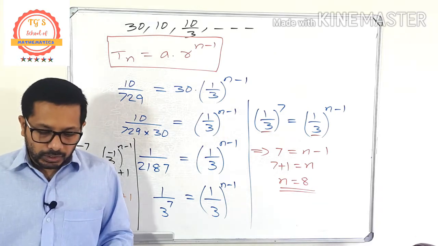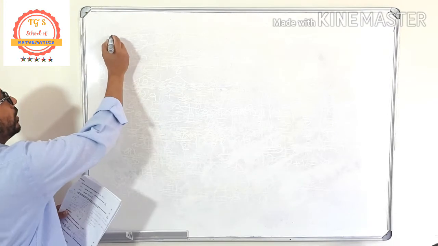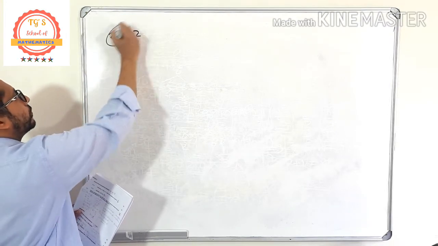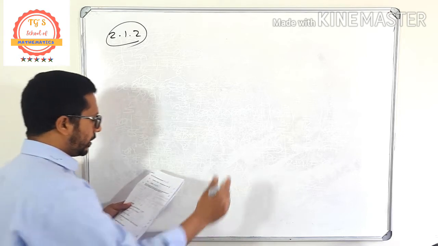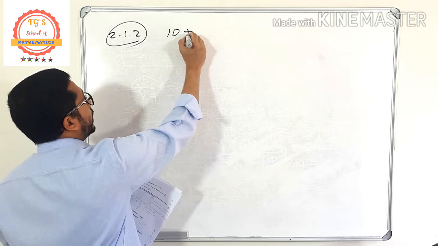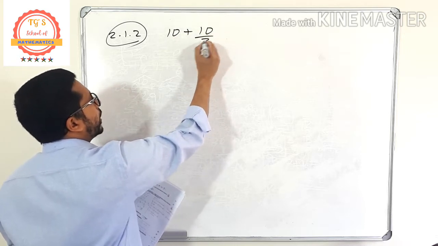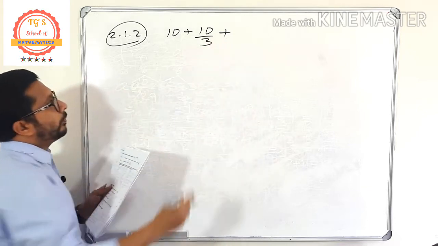Okay. Now let's go to the next question, 2.1.2. What is that question? Calculate 30 plus 10 plus 10 over 3 plus etc.